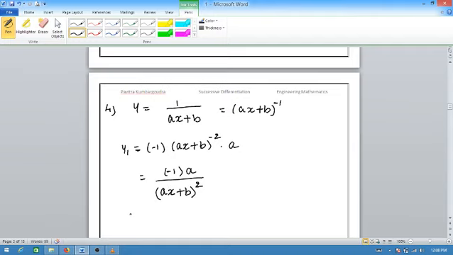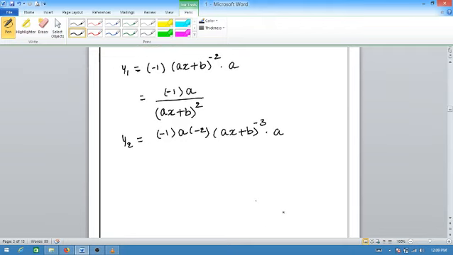So find out y2. Next, y2 is equal to, so minus 1 as it is, a is as it is, differentiation of (ax plus b) whole raised to minus 2 is minus 2 into (ax plus b) whole raised to minus 2 minus 1, which is minus 3, into a. So this can be rewritten as: that is equal to minus into minus, it is plus 2 into a square divided by (ax plus b) whole raised to 3.